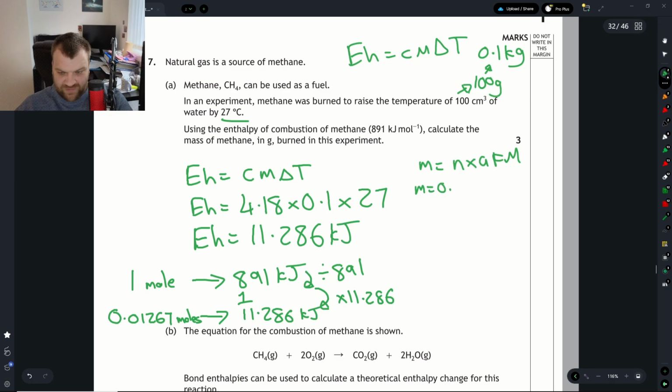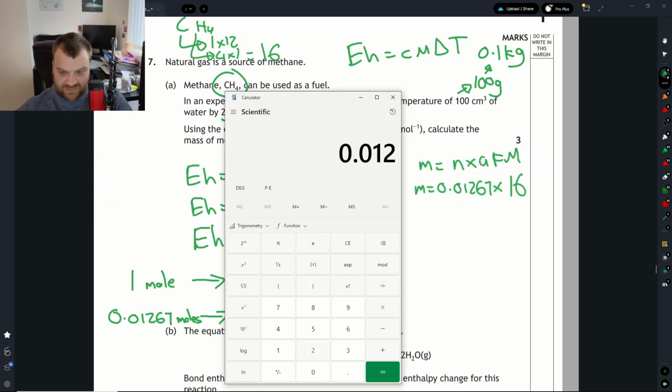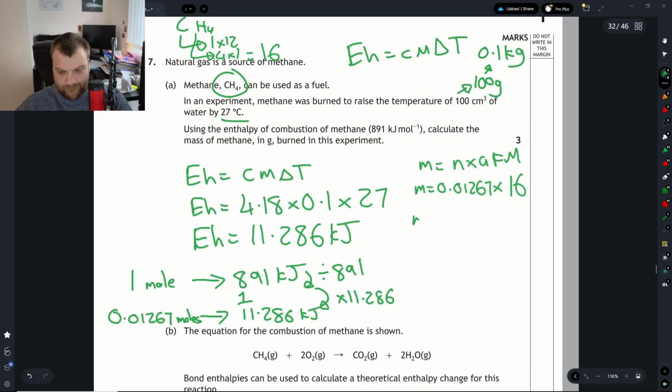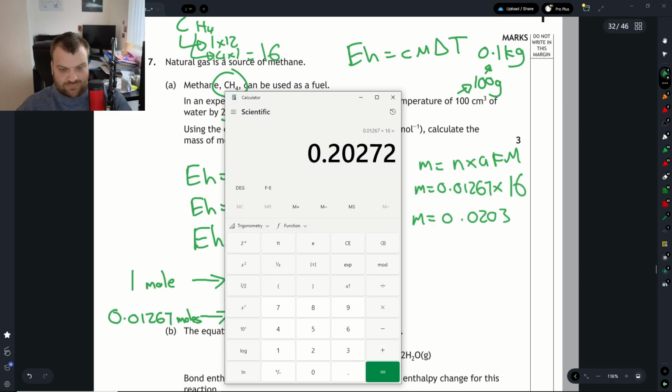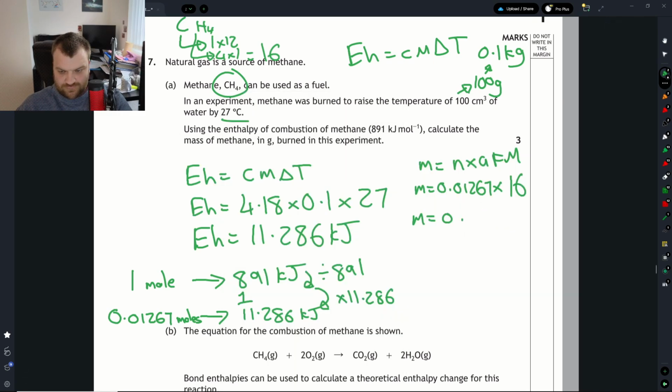0.0127 moles. Then we want the mass, so mass equals N times GFM. M equals the number we just worked out, times methane is CH4. That's 1 carbon, which is 12, and 4 hydrogens, which are 1. That gives you a total of 16. Times our answer by 16, and that gives you 0.203. And that again would be in grams.